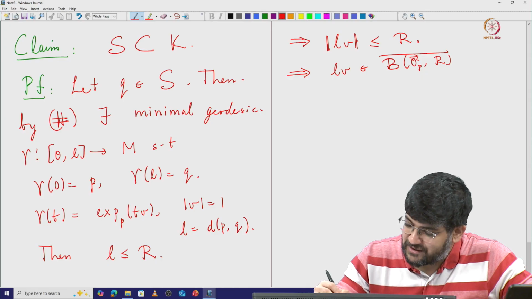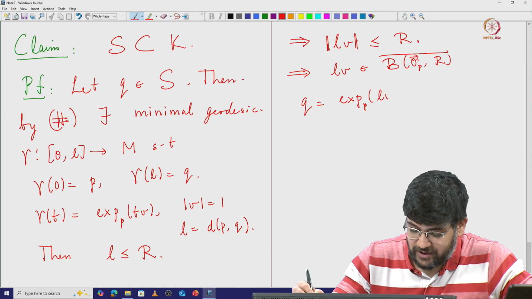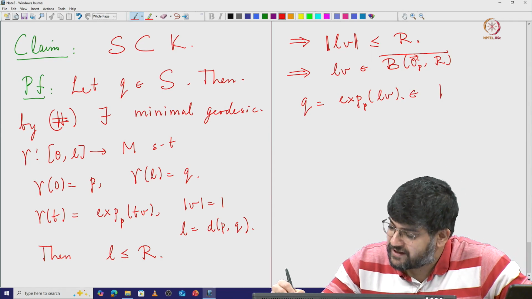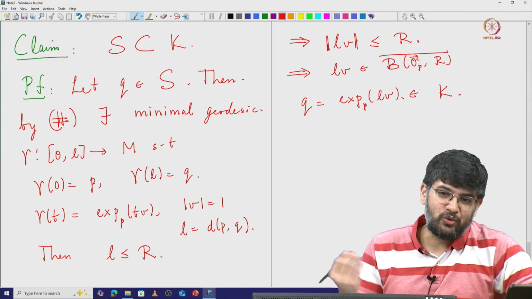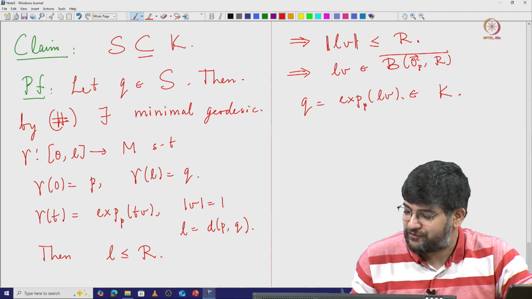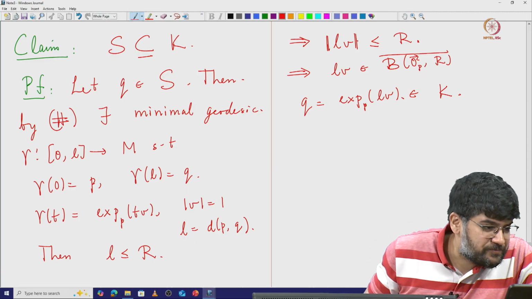But then Q, which is simply the exponential of LV, is then contained inside gamma. So Q was arbitrary, so this implies that S is a subset of K, and then as I said we are done. Okay.